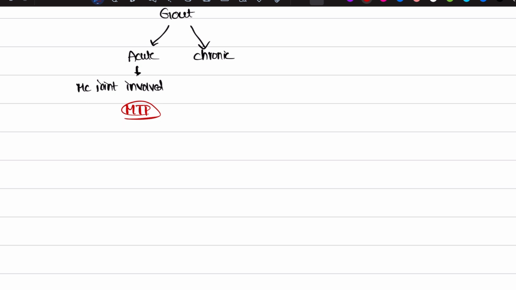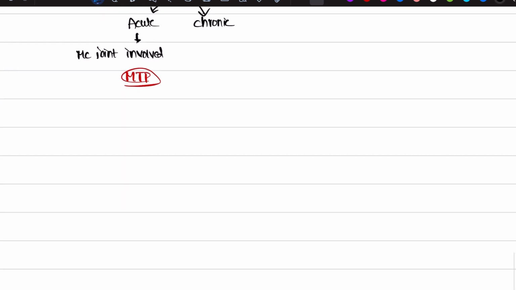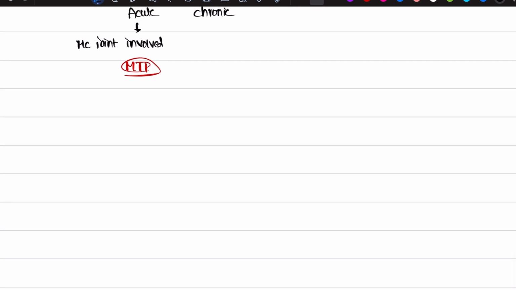Okay. And the other joints also involved here are the knee joints as well. Let me write it. Other joints involved in acute gout: the ankle joint, I am just putting JT, that means joint, and the knee joint. If the knee joint is involved, then we will call it pseudo gout.